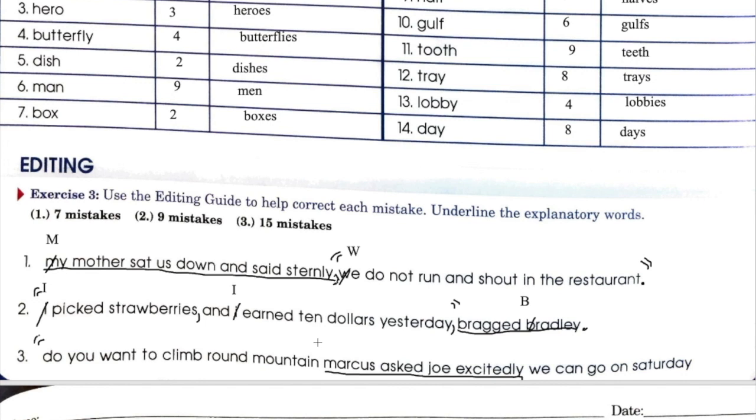We have explanatory words in the middle, so that means we need quotation marks around what is being said first, and then quotation marks around what is being said after the explanatory words. Okay, do you want to climb Round Mountain? And we can go on Saturday. All right, let's go back to the beginning. Capitalize the first word of the sentence. Do you want to climb Round Mountain? That's a specific place. So it's a proper noun. We need to capitalize Round Mountain.